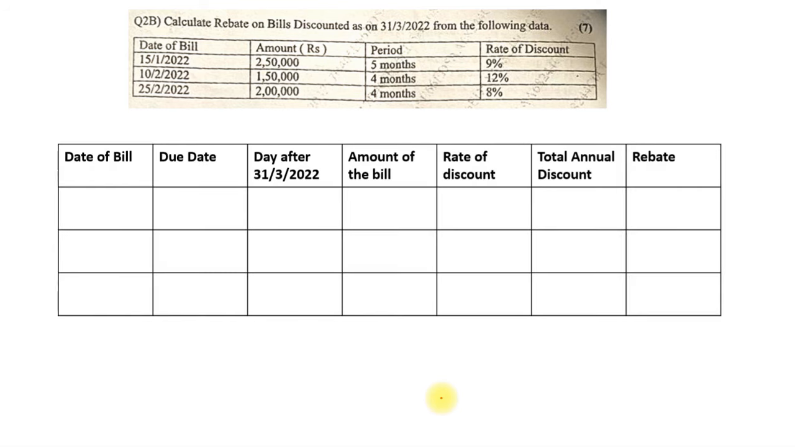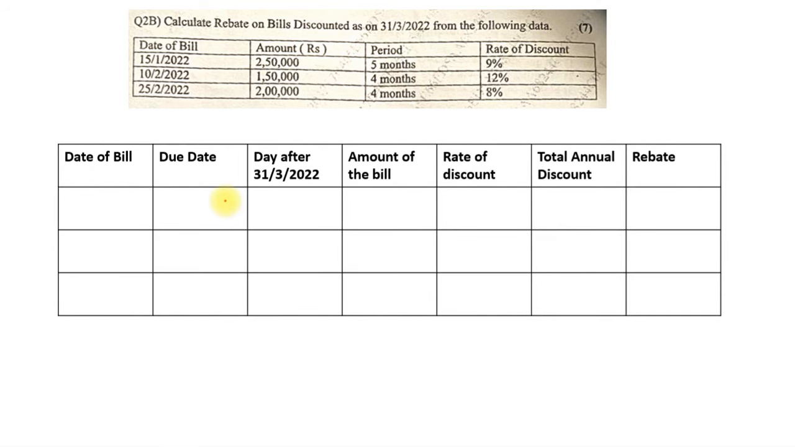Now this question is based on calculating the rebate on bill discount. Here the question reads out as: calculate the rebate on bill discounted as on 31st March 2022 from the following data. They're giving you the date of bill, the amount, the period, and the rate of discount. When such kind of question is given, the very first thing we do is make the table, the format. This is the format which you all need to remember.